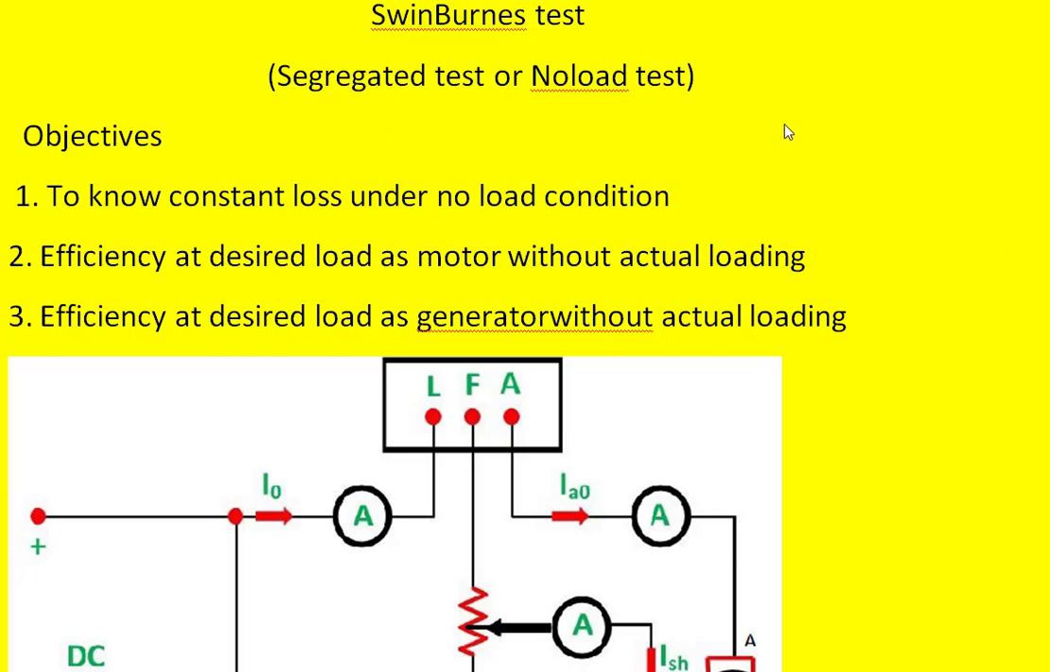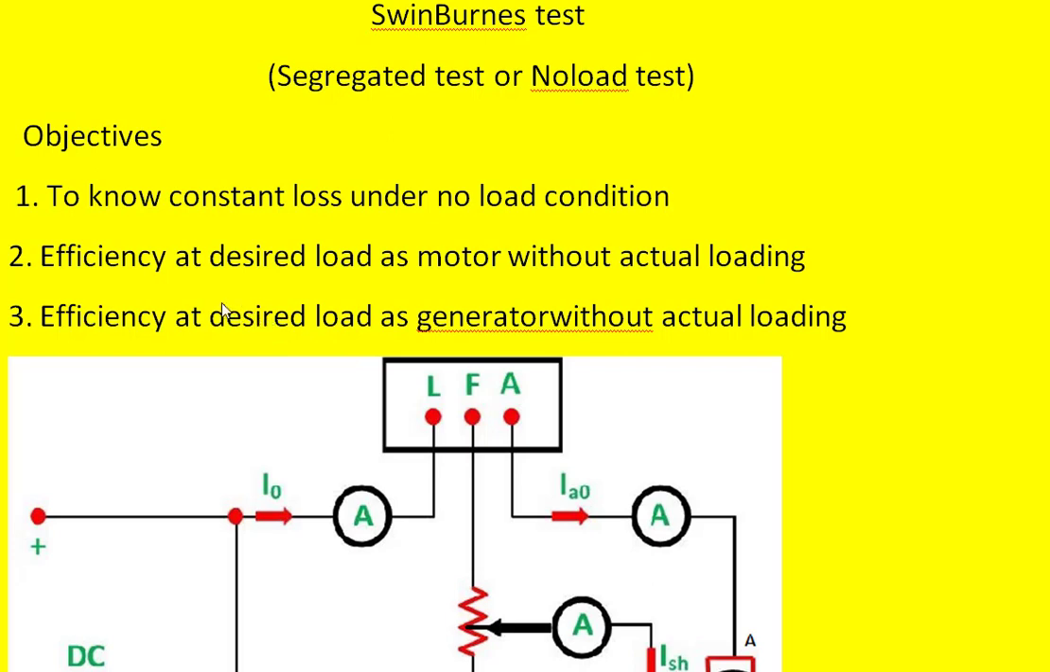So what is the aim of this Swinburne test? The aim is to know the constant loss in the DC shunt motor by conducting a no load test on it. And we use that constant loss for calculating the efficiency of the DC machine when it acts as a DC motor at desired load without actually loading.